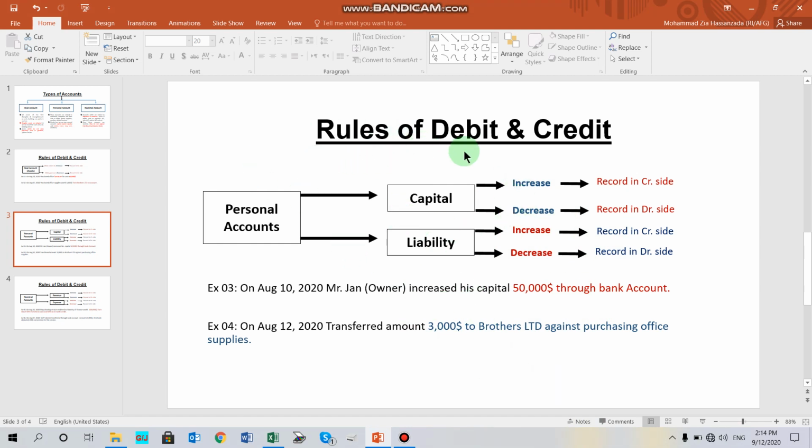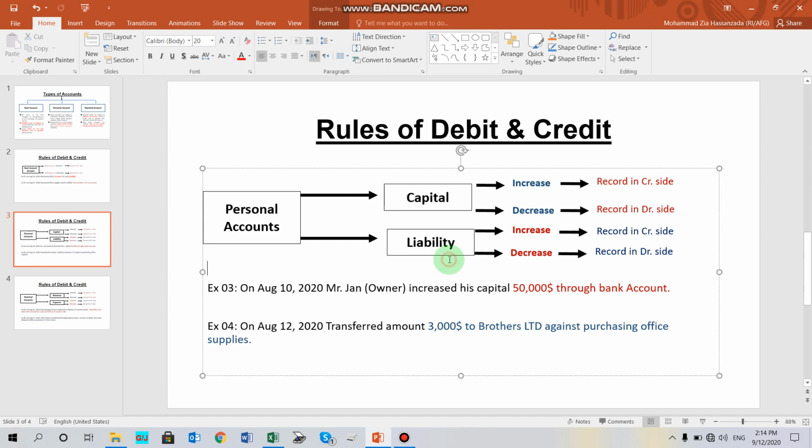In today's video, we are going to have a look at the rules of debit and credit for personal account. As we have already studied, within personal account we have two reputed accounts, which are capital account and liability account. Capital account is the internal claim against the organizational assets, and liability is the external claim against the organizational assets. Internal claims occur by the business owner, but external claims occur by the creditors, banks, or loan providers.